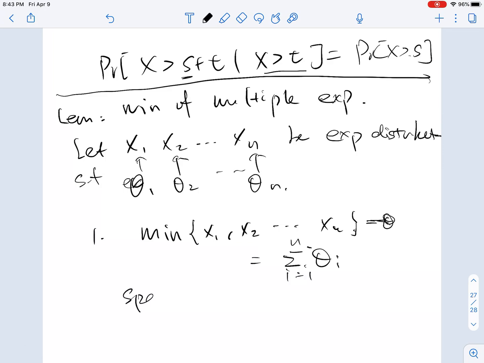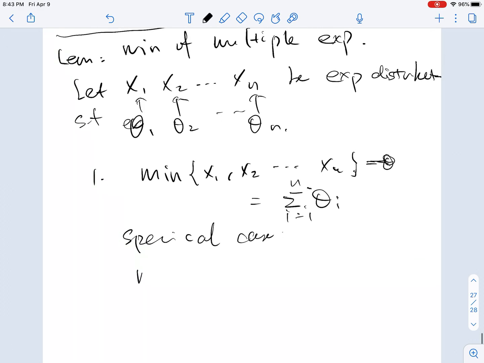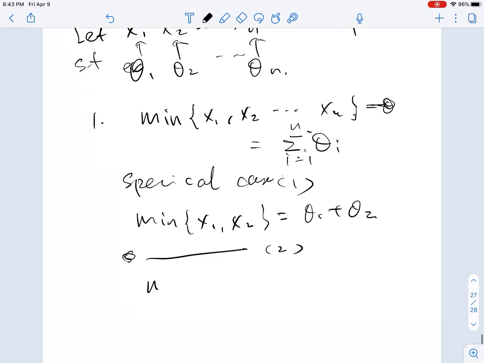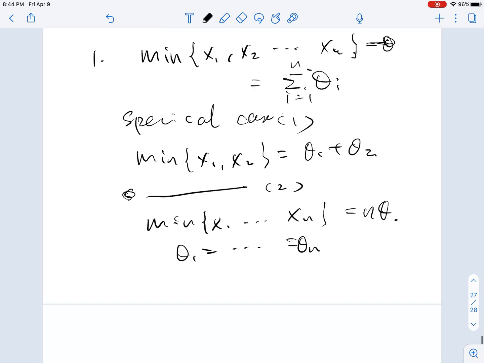In the special case, let's just memorize two special cases. The first special case is that the minimum of X1 and X2 is exponential with parameter theta 1 plus theta 2. The second special case is the minimum of multiple identical thetas. If I assume theta 1 equals theta n, then the parameter is n times theta. So what's the implication here?